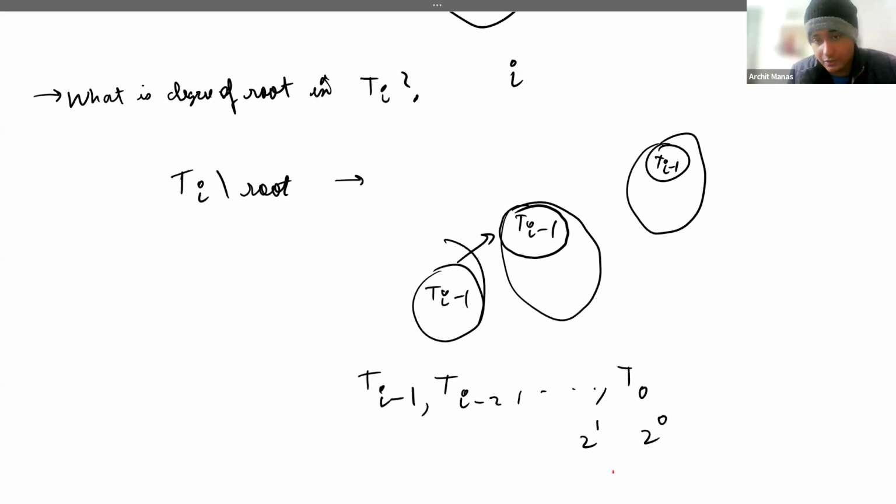This was 2 to the 0, this was 2 to the 1, all the way to 2 to the I minus 1, and that sum is just equal to 2 to the I minus 1. Exactly one vertex less than the number of vertices that Ti has.